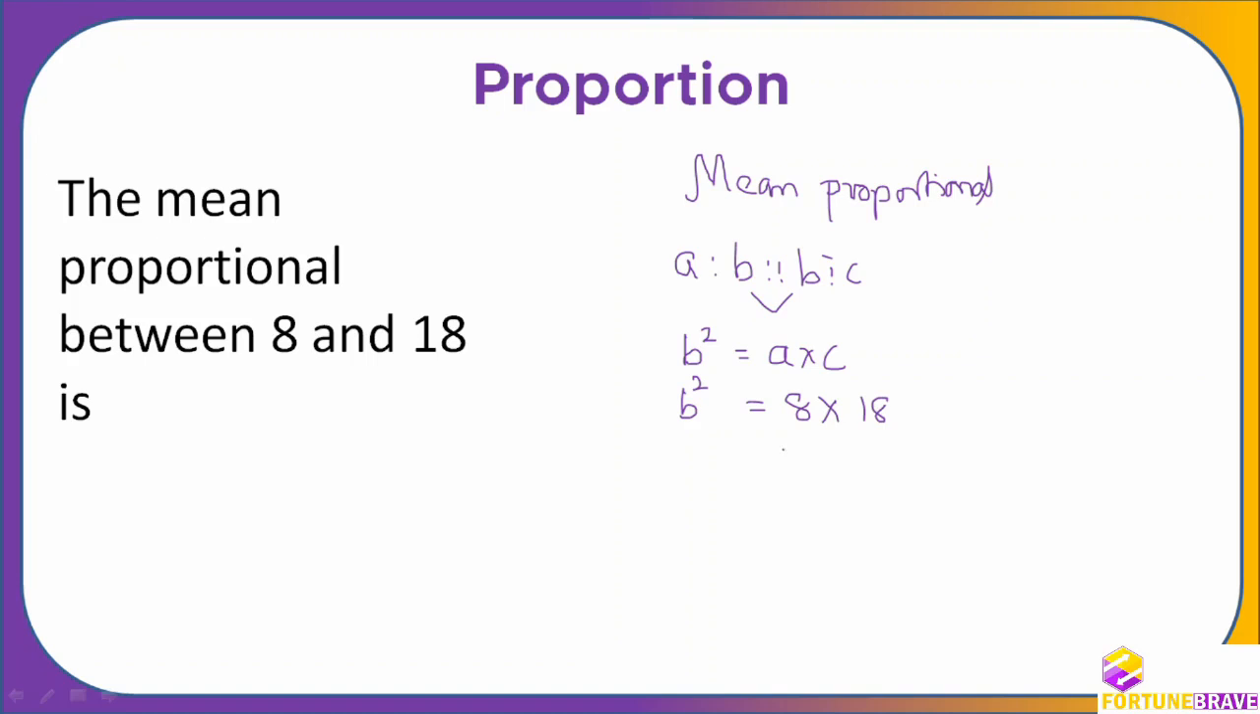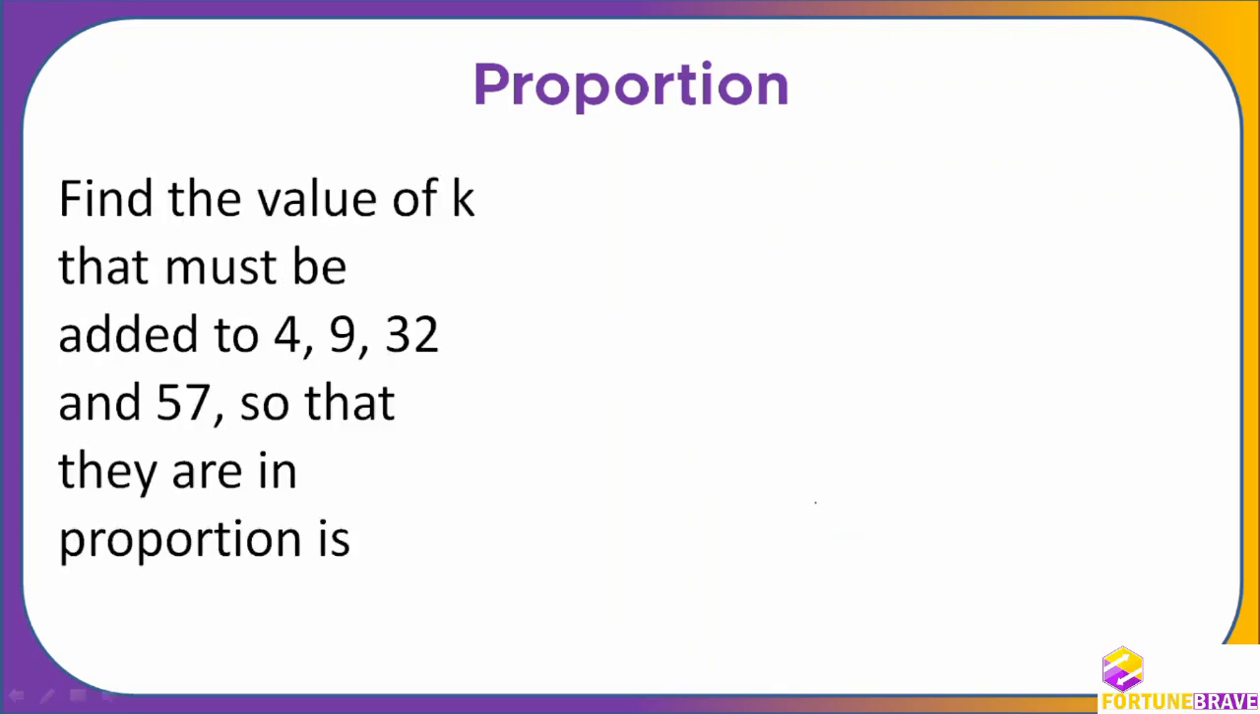So 8 into 18, 18 8s is how much? 144. So B square is equal to 144. So B is equal to what? 12. I know the square root of 144 is 12. So very simple questions will come in proportion. Only the next question will be a little bit calculative, which we are going to do anyways.